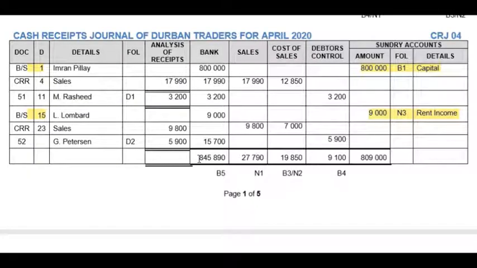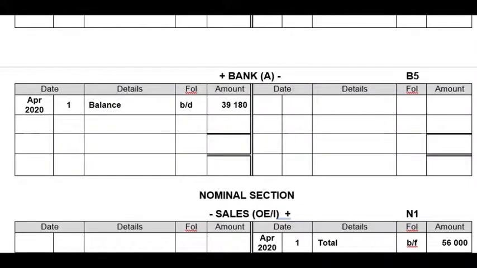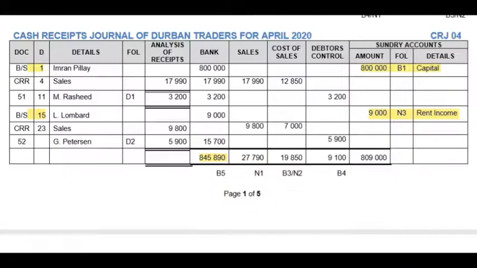The first column total that will be posted at the end of the month is the bank one. This will go to the debit side of bank and we will write total receipts. On the 30th. Then the next column that I will post is the sales column. This 27,790 will go to the credit side of sales and I will write bank.